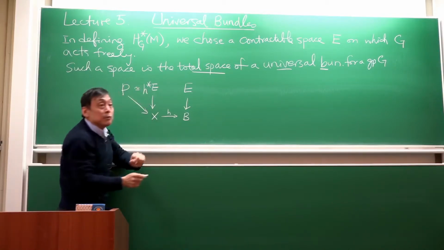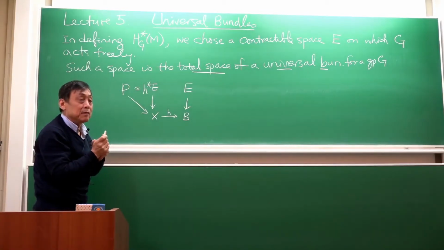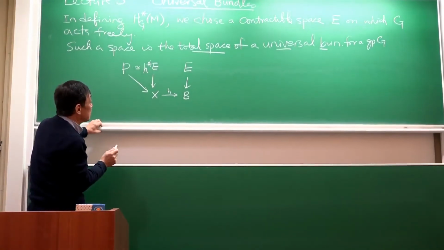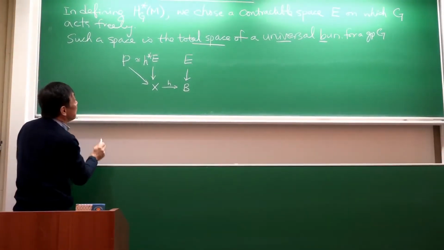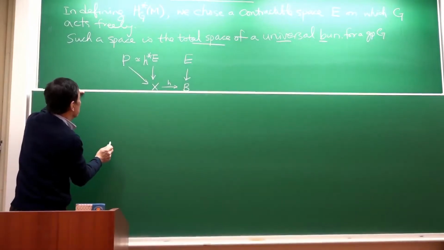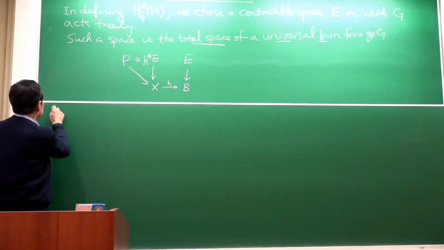So I'm going to define a universal bundle. That's a universal bundle. So that's the picture. Now a universal bundle, when you have a definition, is a bundle over a space for a group G.